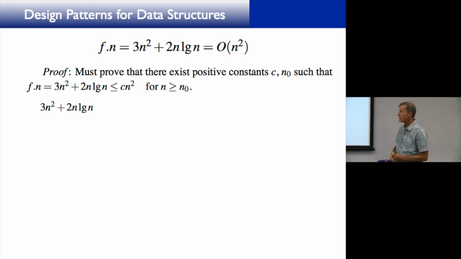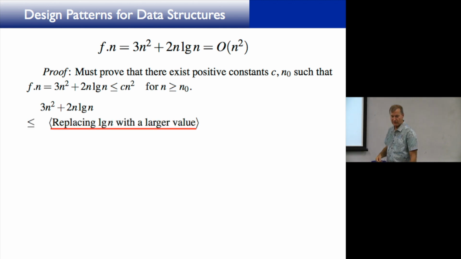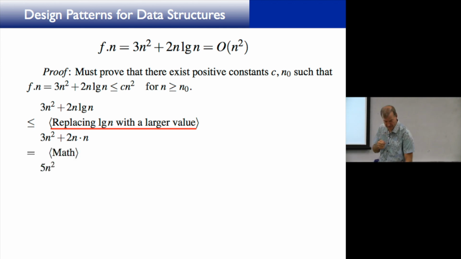So what can you see now with that knowledge that we have? We replace log n with a larger value, and the larger value that we're going to replace it with is n. Now you see how that works? So 3n squared plus 2n squared, and now do some math. 5n squared. Provided C equals 5, this equals Cn squared.